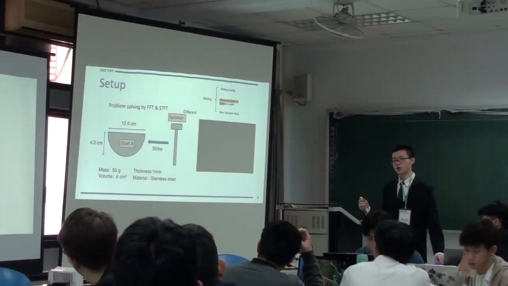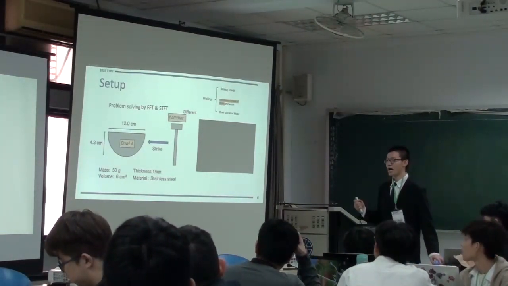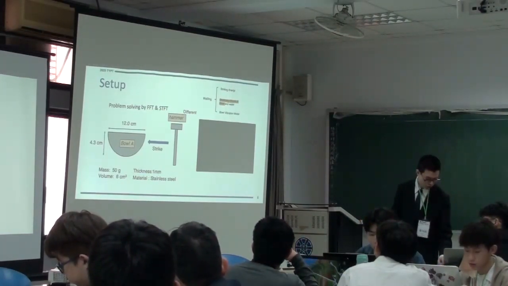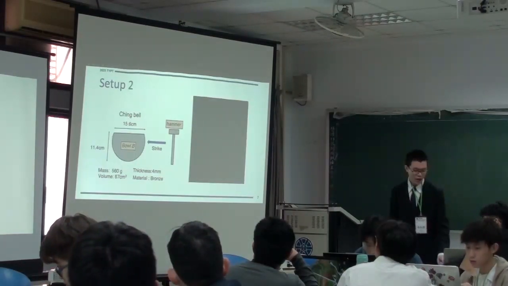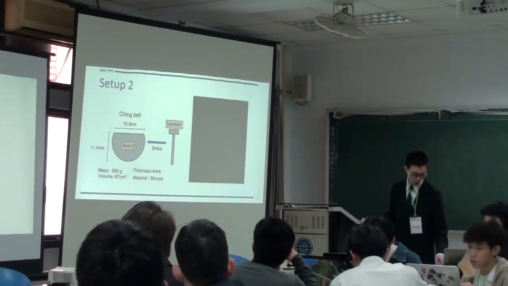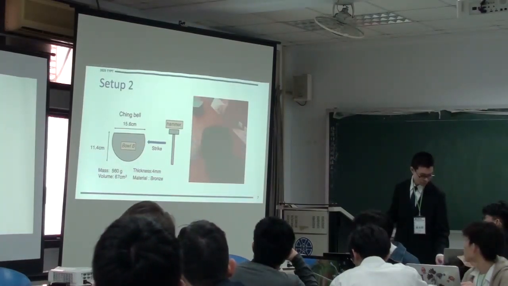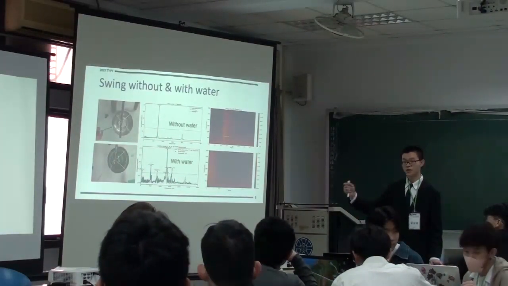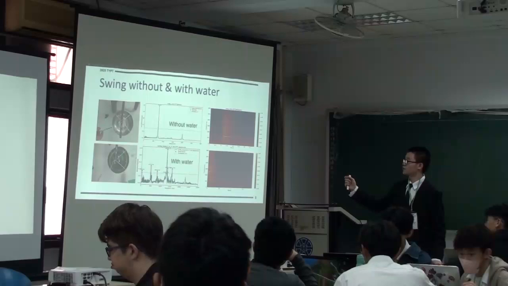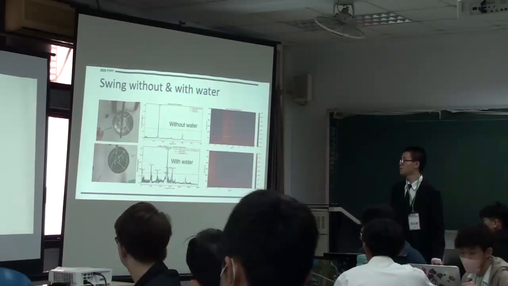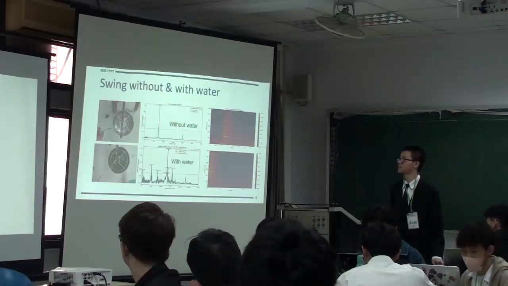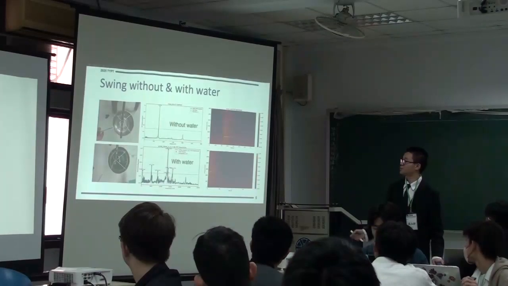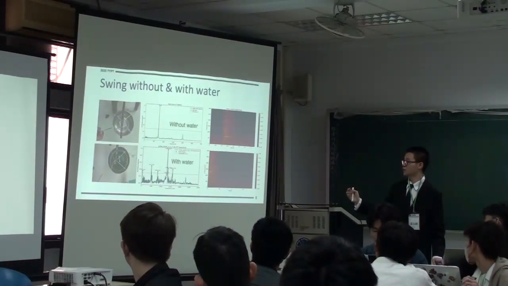Let's talk about the experiment setup. I use two different types of bowl. The first one is made out of stainless steel, and the second bowl is made out of bronze. To compare the two conditions, I use FFT, fast Fourier transform, and STFT, short time Fourier transform, to do the acoustic analysis. And we can see the difference in the spectrum between the without water and with water conditions.